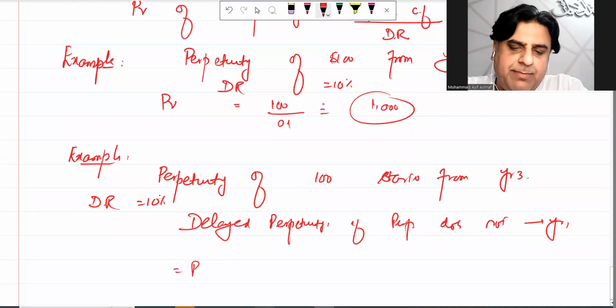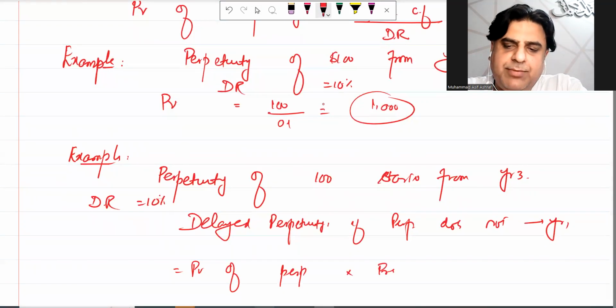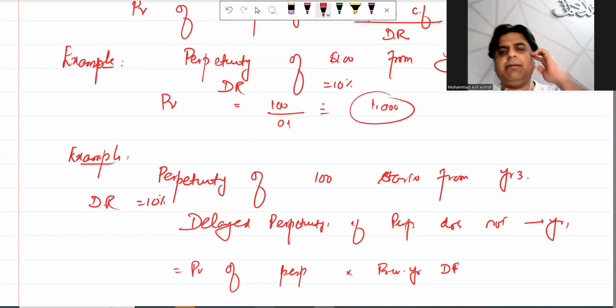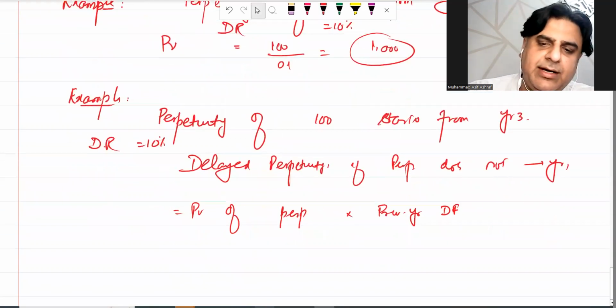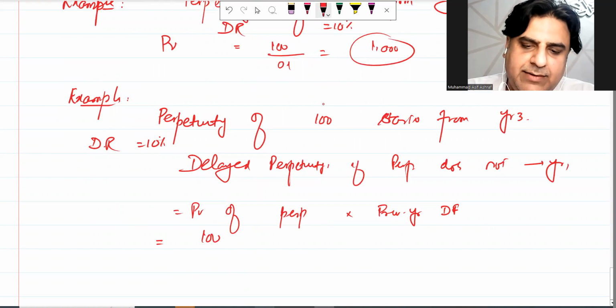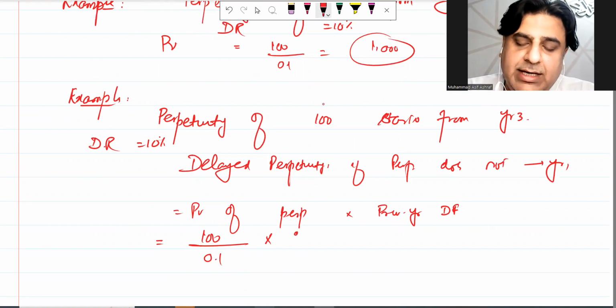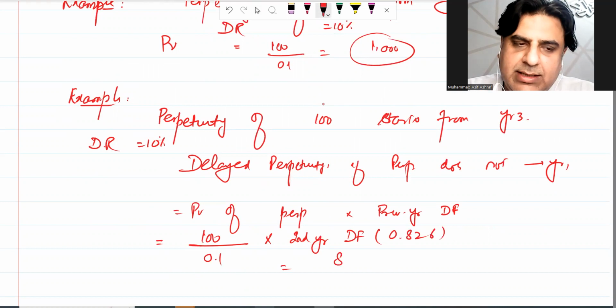Take the present value of perpetuity and multiply it with the previous year discount factor. Same rule. Whenever you have a delayed concept, don't forget to multiply it with the previous year's discount factor. So here we have 100 divided by 0.1, and perpetuity starts from year 3. So I'll multiply it with the second year discount factor, and that is 0.826. So this is 826, the total value.